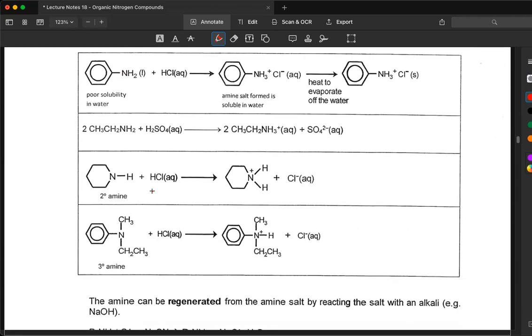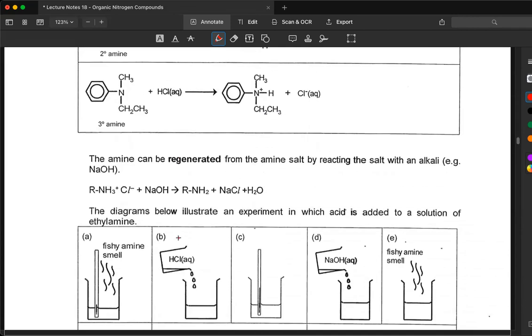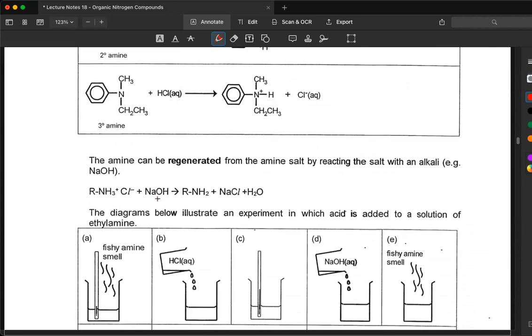Okay, more examples. Secondary amine and tertiary amine also react as well. The amine can be regenerated from the amine salt by reacting the salt with alkaline. So we can reverse the process to get back the amine that was there originally.